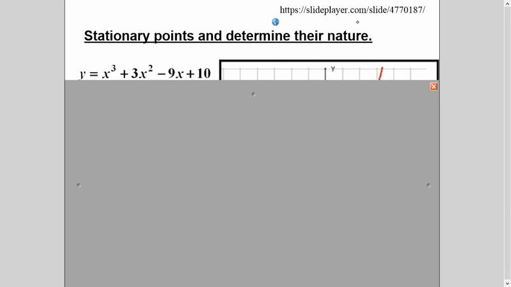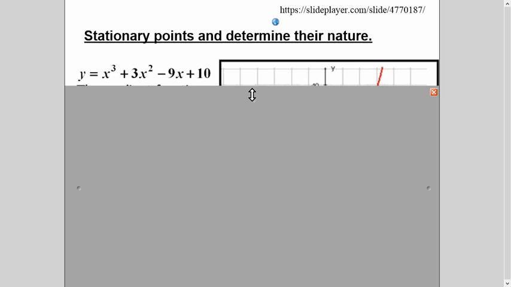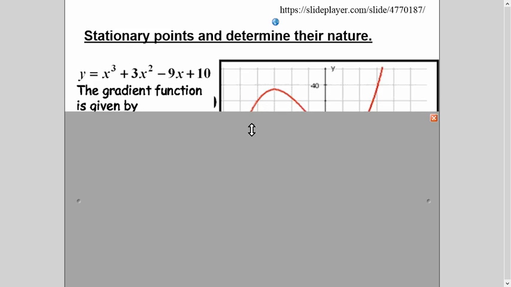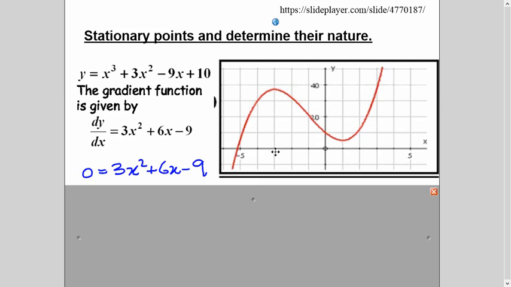And I have given you the link here, which helped me to take the clips from there. Otherwise, it would be a little lengthy to work on it. Okay, so now this is the equation, right? X cubed plus 3x squared minus 9x plus 10. Now, if you plot this curve, this is the curve you will get. And the gradient of the function, when you differentiate it, you get this.